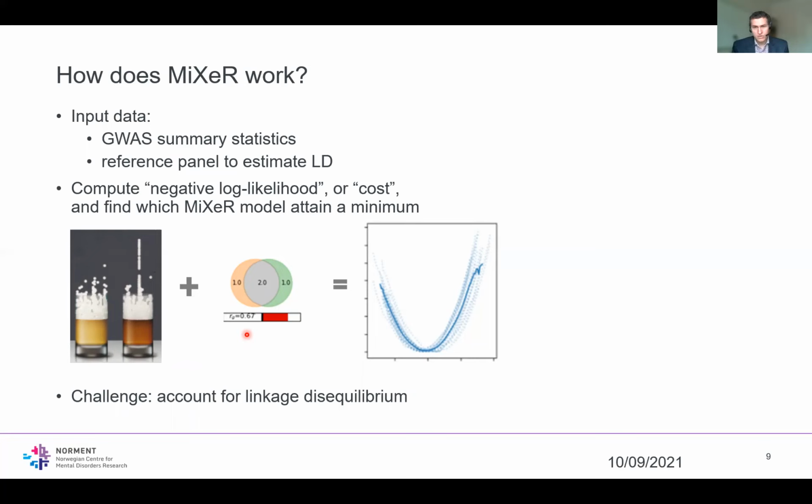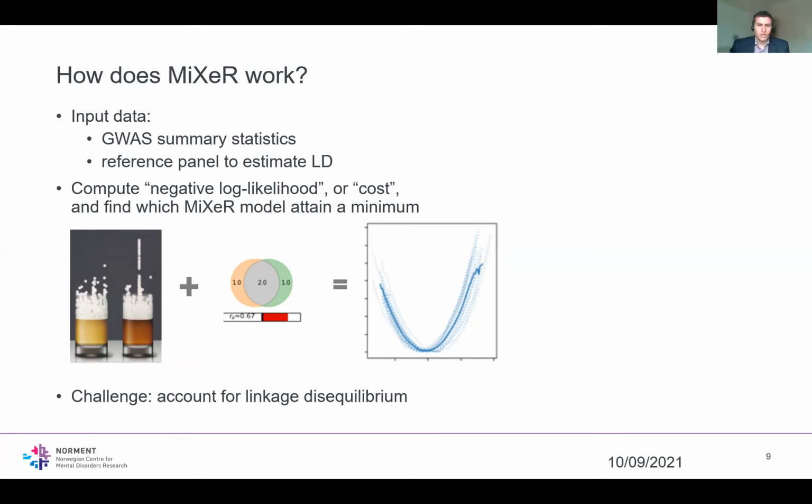Then, playing with different Venn diagrams and different correlations, we can search for the one that is as compatible as possible with the observed GWAS data. So the one that corresponds to the minimum on the log likelihood curve will be the best fitting MiXeR diagram. But there is a challenge.